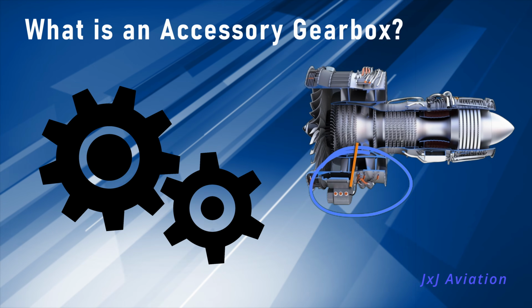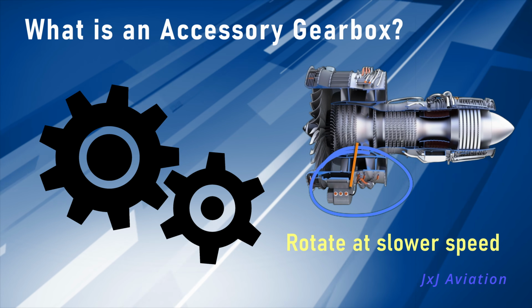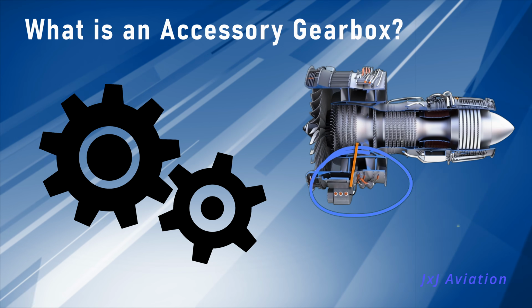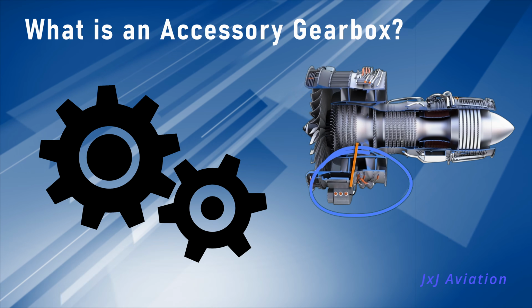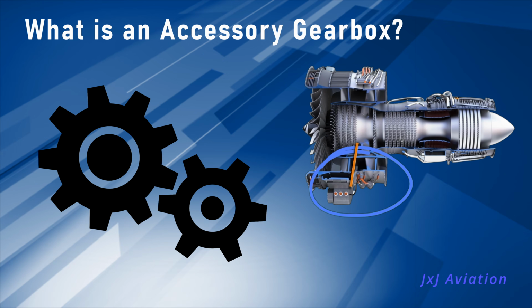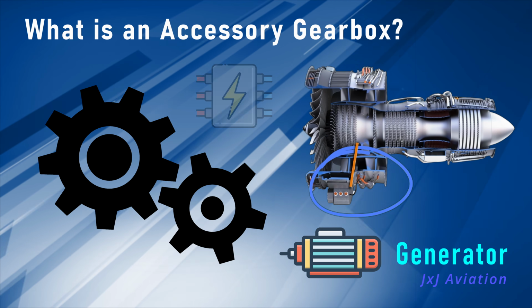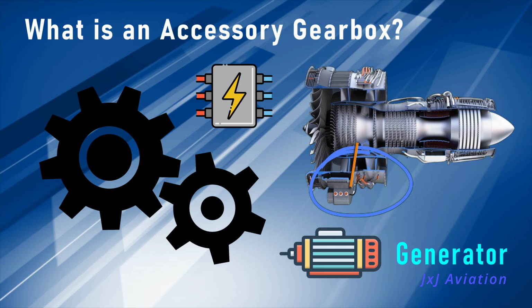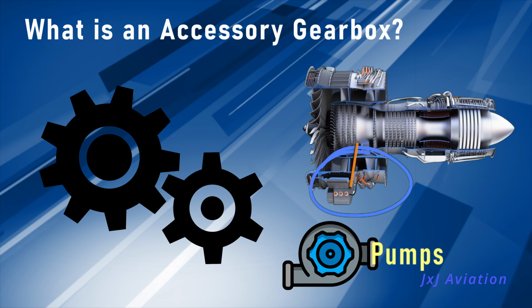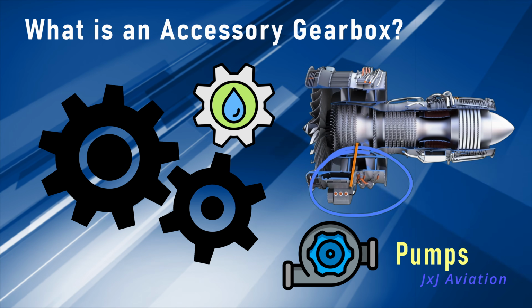The gears rotate at a slower speed when compared to the engine shaft. These gears run crucial components required for different systems, such as the electric generator for generating electrical power, pumps for pressurizing hydraulic fluid, oil, and fuel.